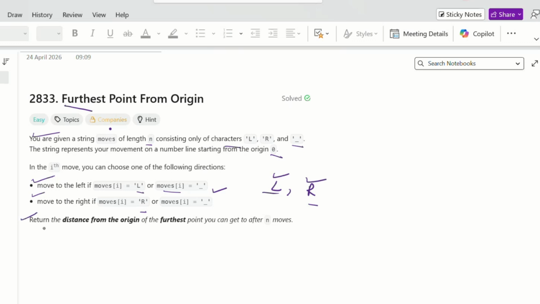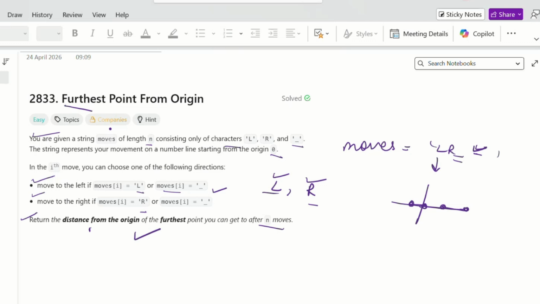And what do we need to find? We need to return the distance from the origin of the farthest point you can get to after n moves. So the moves string will be given, and that string will consist of L, R, and dash characters. Starting from the origin, if it is L, we move one unit to the left, and if it is R, we move one unit to the right, and if it is dash, then it is our choice to move left or right, but we need to find the farthest distance. So we will move accordingly so that we get the farthest distance from the origin.